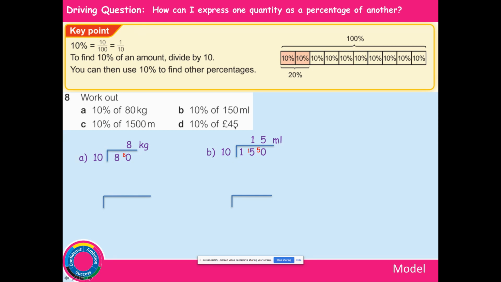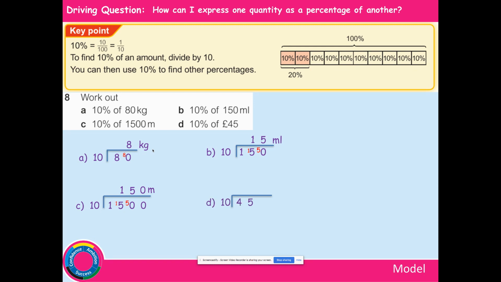Okay, so if you're happy still just moving the digits over, that's really fine. If you're still a bit unsure of this, do the bus stop to do the dividing. 10 into 1,500 metres. Okay, 10 into 15 goes 1, remainder 5. Goes 5 times, there's no remainder, but there's still a 0 to divide into. So 10 into 0 is 0, so it's 150 metres.